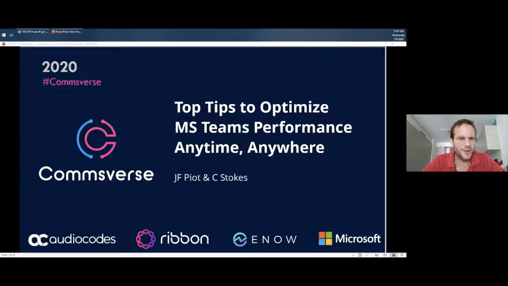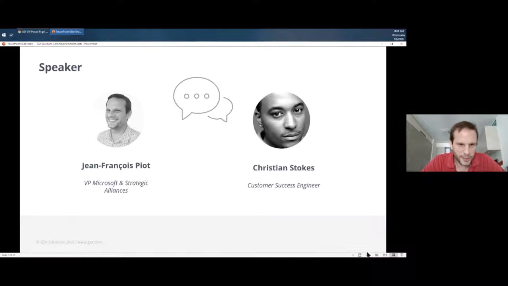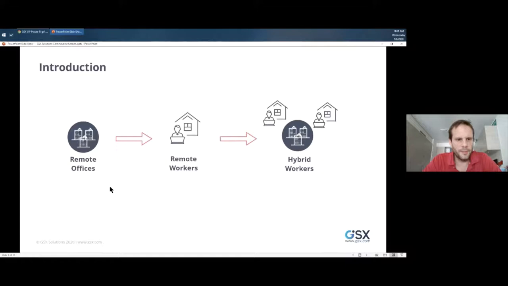So, Chris, as you are the master of the slides, we can move on to the next one now. So as you say, Chris, you already presented yourself. Customer success engineer. I am responsible for the strategic alliances at GSX, and mostly my main role is to deal with the Microsoft partnership. So let's go directly into the session now. So yep, next. Next slide. So thank you.